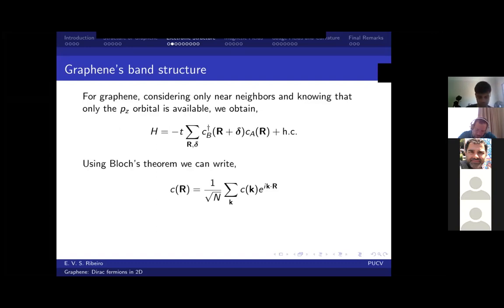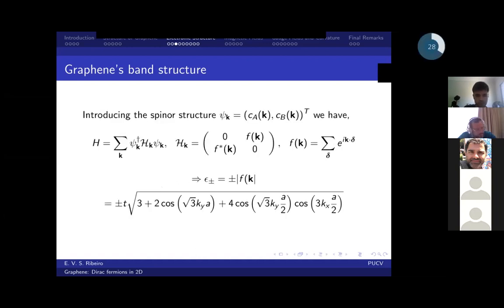And so, starting from this Hamiltonian, we can use the Bloch theorem to make a sort of Fourier decomposition of these operators. And in the end, we end up with something like this, which we can make look even better to generalize. So we can introduce a spinor structure of this sort.